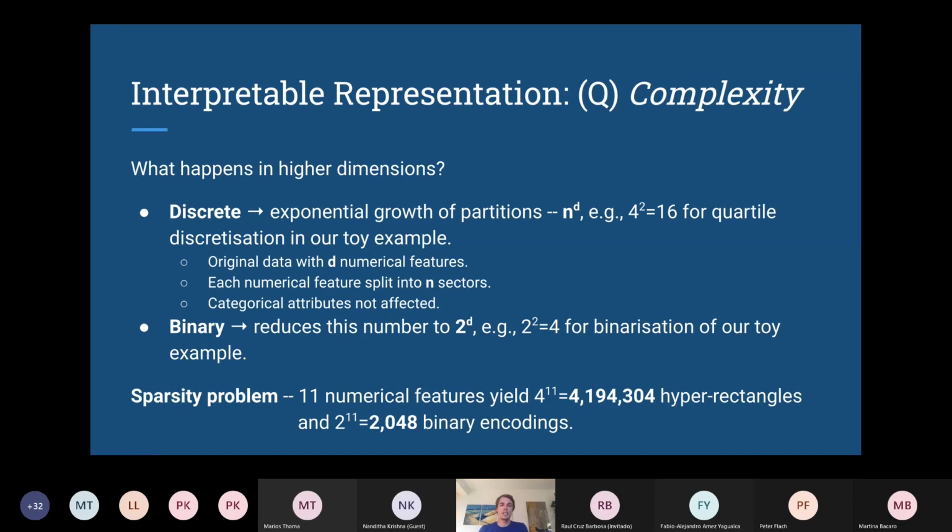Here, because we split each feature into 4 regions and we have 2 features, we end up with 16 discrete hyperrectangles. And then we reduce it a bit, fortunately, with the binary representation, just into 4. But you can imagine that, for example, with 11 numerical features that we need to split into 4 regions, you would end up with more than 4 million hyperrectangles. And then even after reducing it, you would still have 2,000 unique binary encodings. And then you need to sample data and somehow try to make sense of all of that. So this becomes quite difficult.